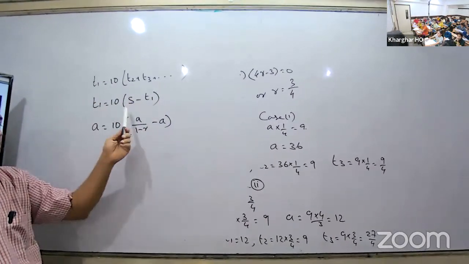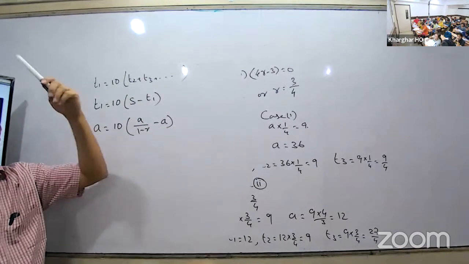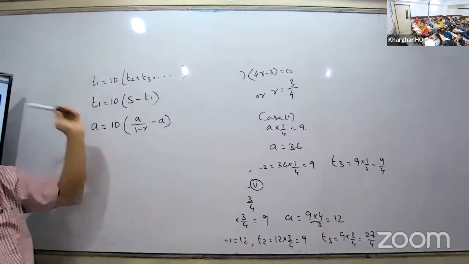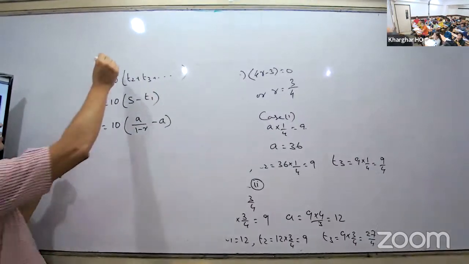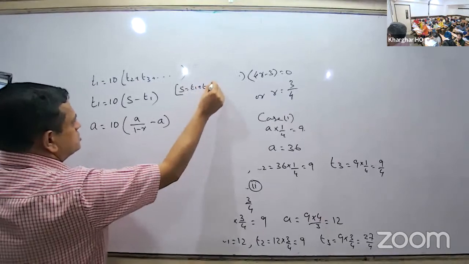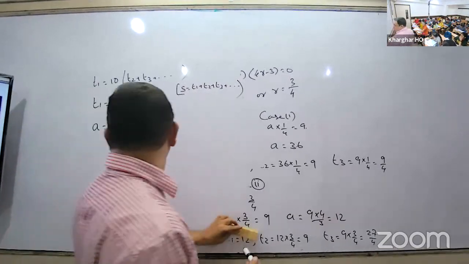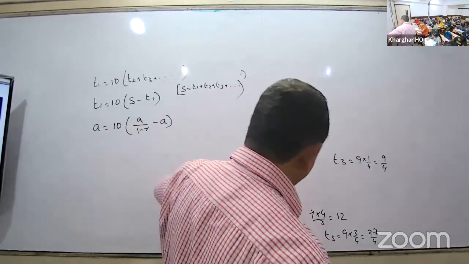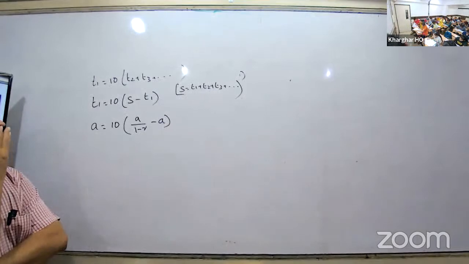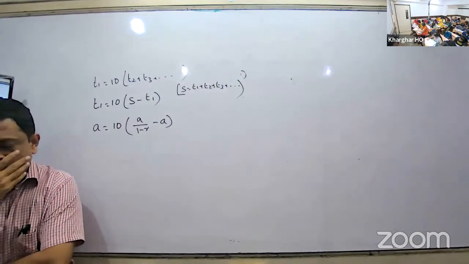What is the meaning of S? Those who have not followed, once again I'll tell you. S is T1 plus T2 plus T3 till infinity. One term is missing. Which term was missing? T1. So S minus A will be the same as this. You can write S is equal to T1 plus T2 plus T3 plus etc. Now can you simplify and get the value of the common ratio?